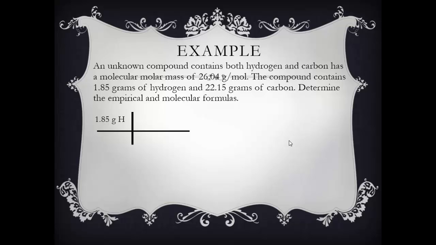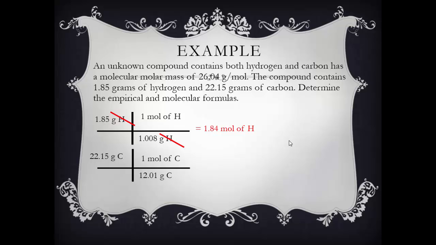So we have 1.85 grams of hydrogen, divided by the molar mass of hydrogen, which is 1, and you get roughly 1.84 moles of hydrogen. Same thing with carbon, we have 22.15 grams, divided by the molar mass of carbon, which is 12, and you get 1.84. Wow, that's the same value. So the ratio is a 1-to-1 ratio, so the empirical formula is CH.